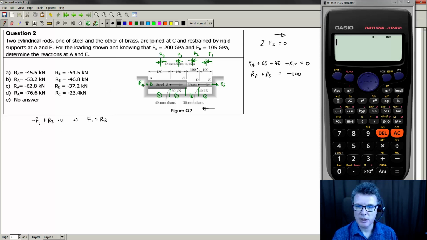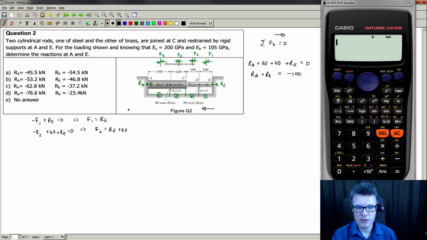Let's do the cut F2. So ignore everything to the left of the cut. And what we've got right of the cut? Well, we've got an F2, which is going right to left. We've got a plus 40. And we've got plus RE equals 0. Let's rearrange this. So we've got F2 equals RE plus 40.